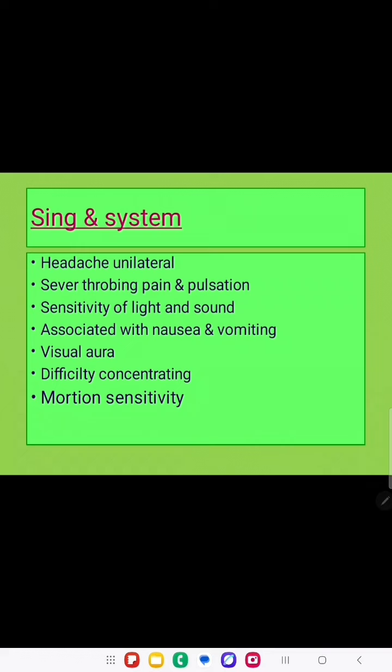Signs and symptoms. Headache is mainly unilateral, with severe throbbing pain and pulsation. Sensitivity to light and sound; sometimes the patient can't sit or lie in the light and sound. It is associated with nausea and vomiting. Visual aura is the main feature of the signs and symptoms. Difficulty concentrating on some work. Motion sensitivity: when the head moves, the headache worsens.